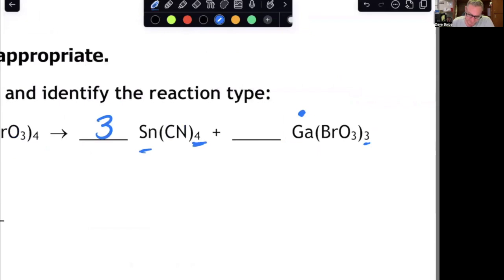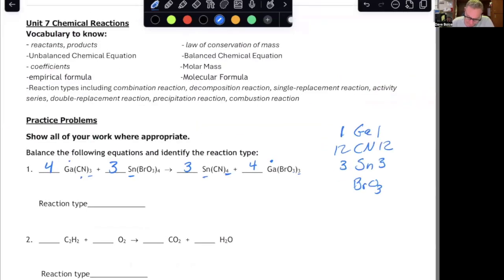So I'm going to need to put a 4 here in order to have 12 on both sides. Now, like I said, I did change some of my numbers, so I'm going to go back to the beginning and double check and make sure everything is working out for me. And for the gallium, right here, I've got 4 because of the coefficient.